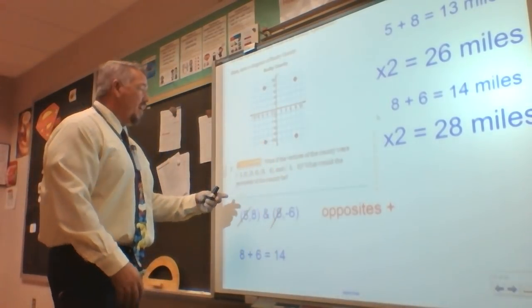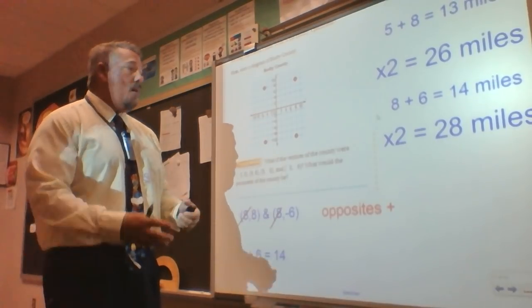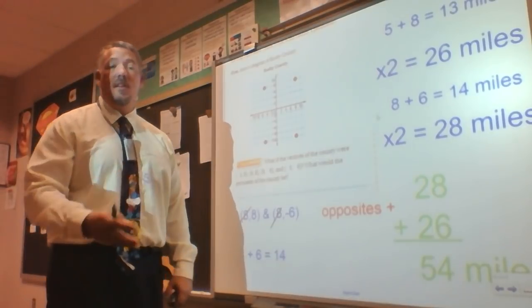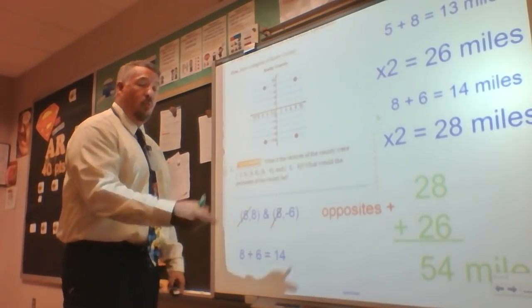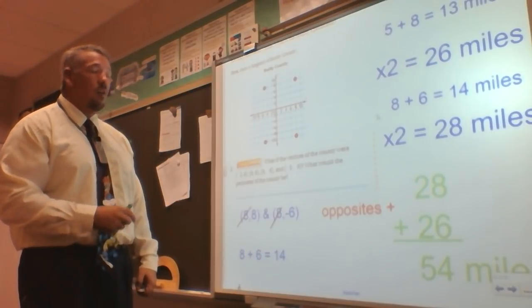So what happens if I change my vertices for this county? What happens to the size of the perimeter? Well, the perimeter becomes 28 plus 26 now, and it's 54 miles. So it actually shrinks because I didn't go down as far for the second one.